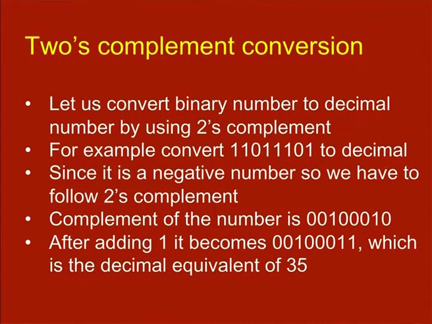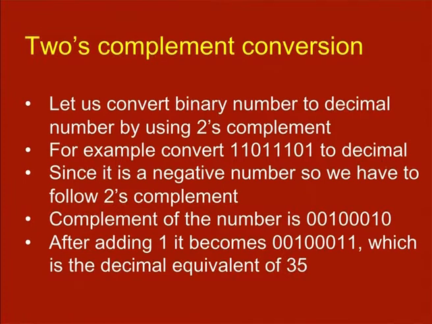Now, let us convert binary number to decimal number by using 2's complement. So, 2's complement acts as a bridge between the binary number and decimal number. Let us do that by using the following example, that is converting the binary number 11011101 to decimal number. Since it is a negative number, as we can understand by following the first bit or the MSB, we have to follow the 2's complement method.